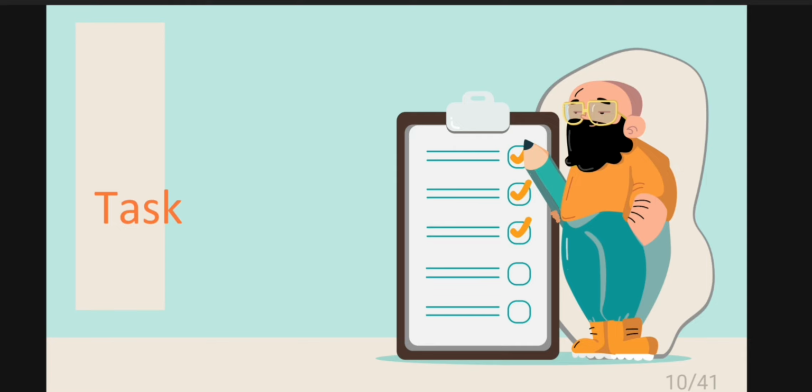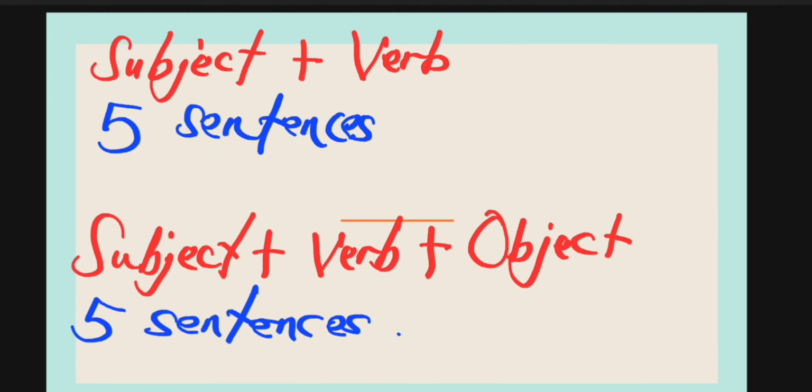Okay, now on to the last part of your lesson today, which is your task. So I'll be giving out a simple task for you, which is this one right here. What I want you to do is to write 5 sentences for subject plus verb structure, and 5 sentences for subject plus verb plus object sentence structure. So altogether you have 10 sentences to be completed. You may refer to the examples that I've given in the video earlier.